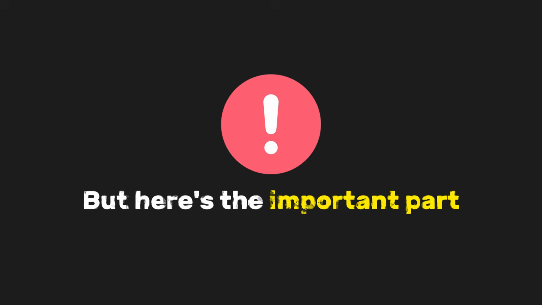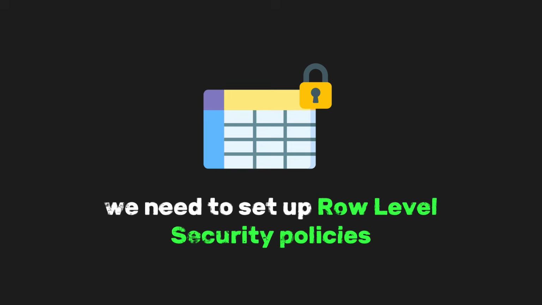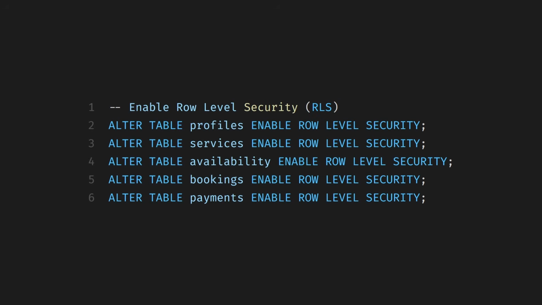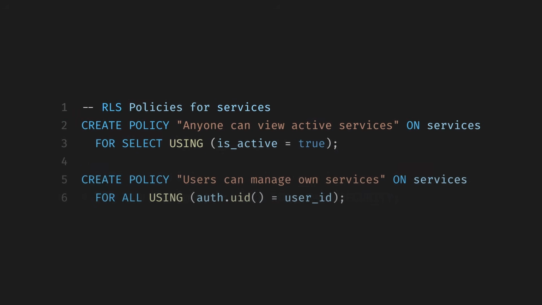But here's the important part. We need to set up row-level security policies. This ensures users can only access their own data. It's like adding locks to each row in your database. First, we enable RLS on all of our tables. Then we create a policy that allows anyone to select, meaning anyone can view services.